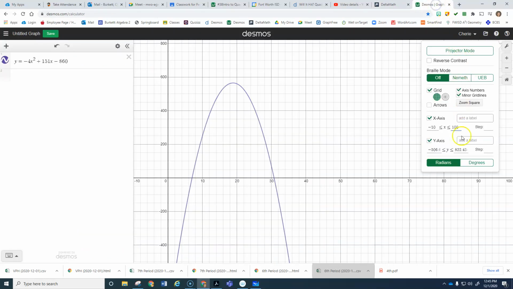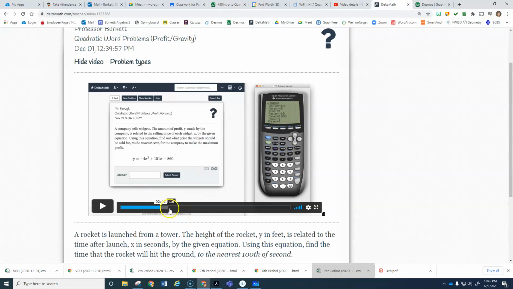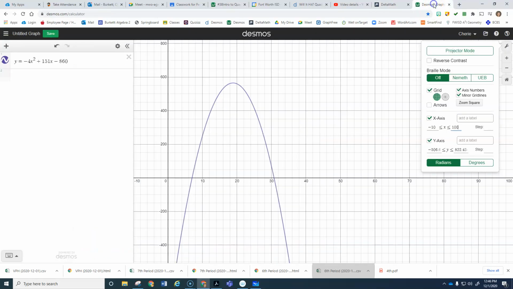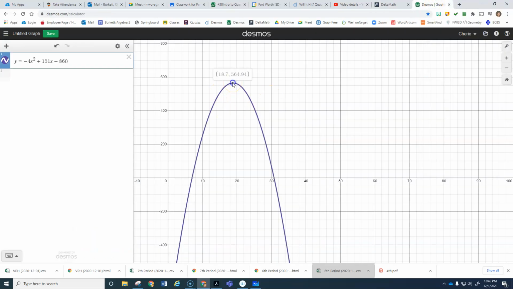You're going to set your window right here, and then he starts talking about finding maximums, and if it had a minimum, you don't have to do all that. All you got to do is click on the graph, and when you click on the graph, here is your maximum value. Here are your zeros right down here. They automatically pop up, and all you have to do is hover on top of them.